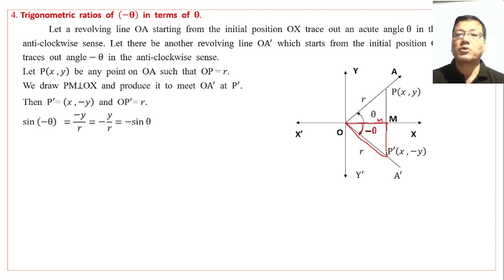CD x, CD minus y, CD y, CD r. Therefore for the angle theta, sin of minus theta equals CD minus y over CD r, that is minus y by r. So y by r is sin theta in the triangle.